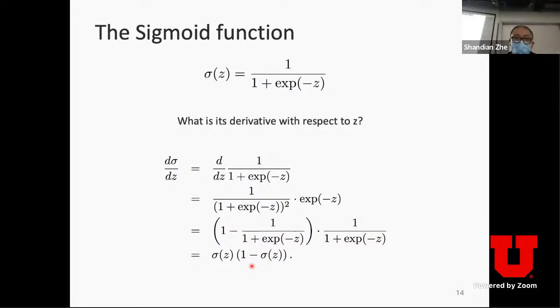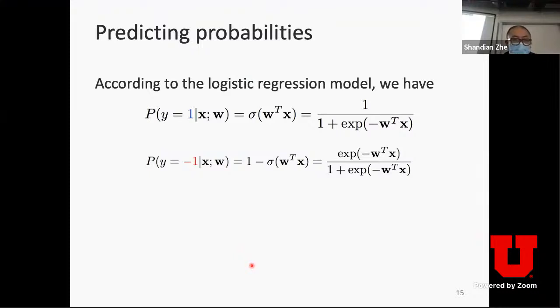Okay, great. Let's continue. So now, according to the logistic regression model, we have modeled the probability that your label is 1, given your input feature vector x and the model parameters, vector w, as a logistic function or sigmoid function of w transpose x. If you write it out, it's just 1 over 1 plus e to the power of minus w transpose x, right?